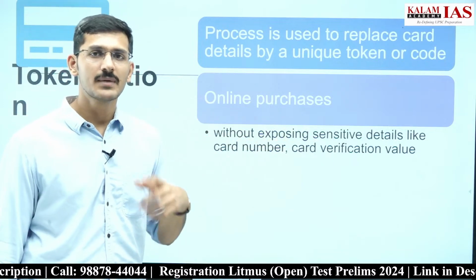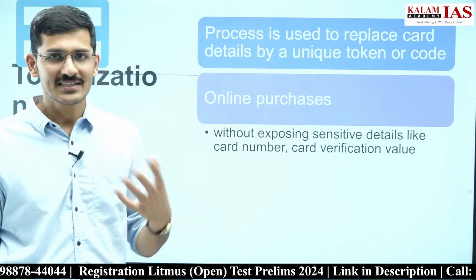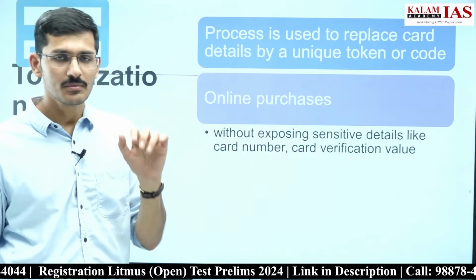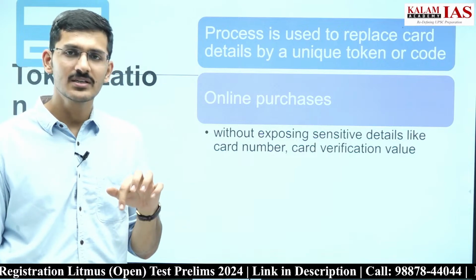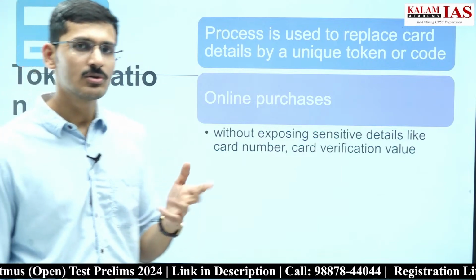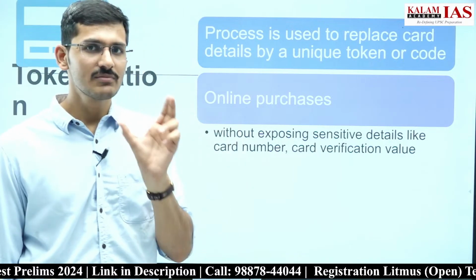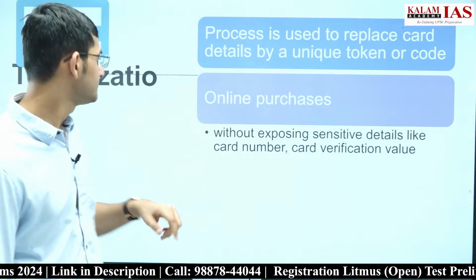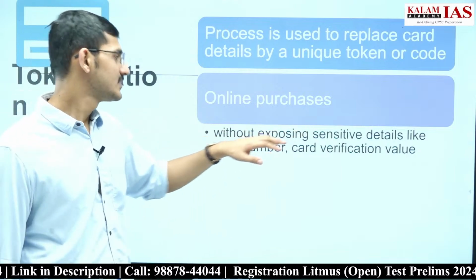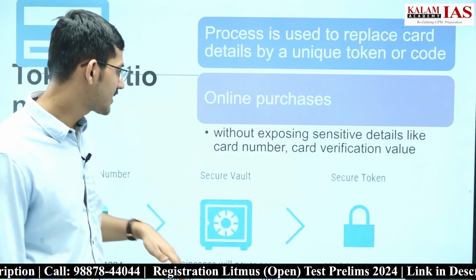For example, I am paying money on Myntra or on Amazon, and my card details can get leaked. So instead of putting my card details, I can put token details, and neither the organization which is getting money nor the intermediary will get information about my card details. They will just get my token details without exposing sensitive details like card number and CVV value. These will not be exposed.